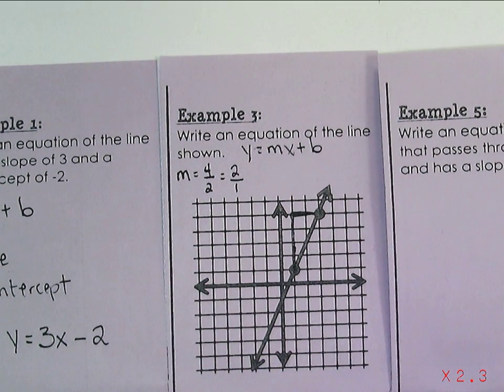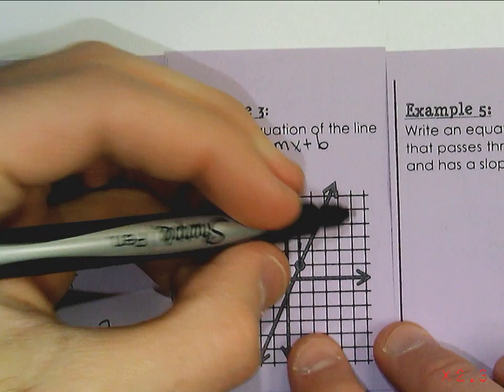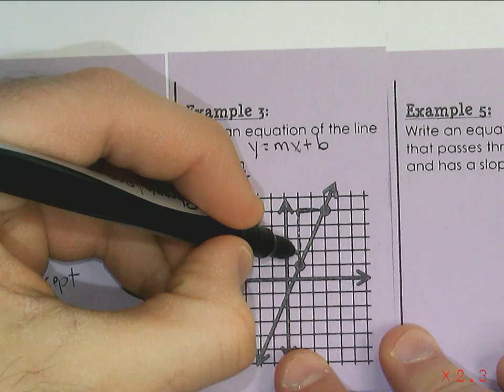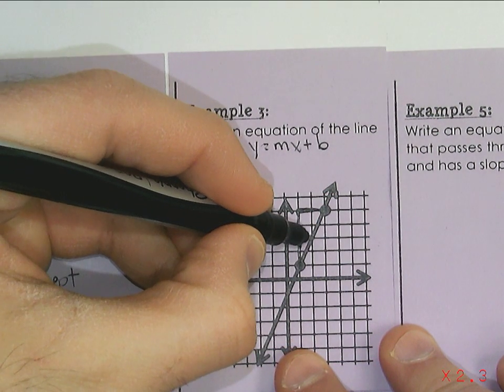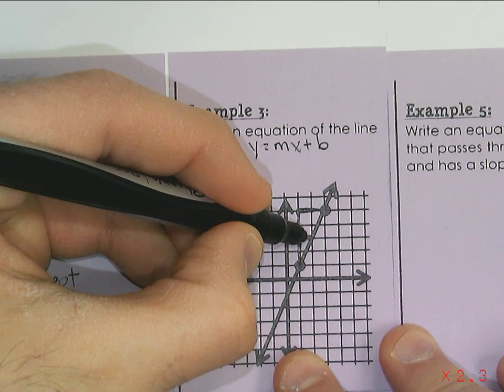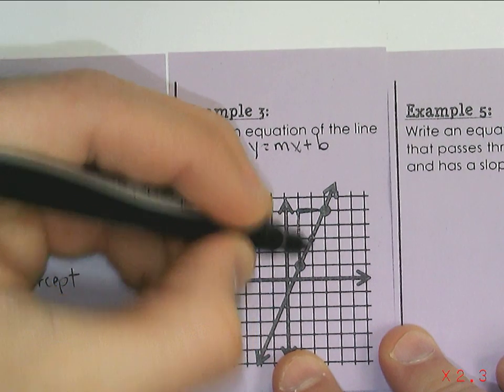So we figured out our slope, and let's just make sure that that 2 over 1 works, that I'll end up at a point on the line again. So if I go up 2, 1, 2, and to the right 1, because that's moving in the positive direction, to the right 1, I end up back on the line. You can see that that point would be right here.